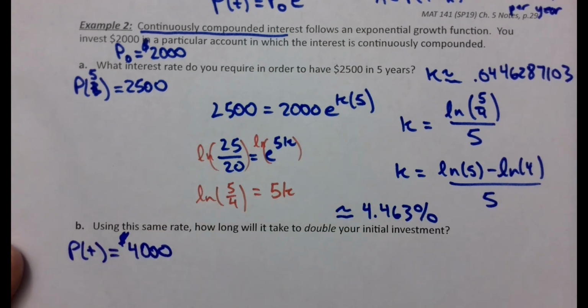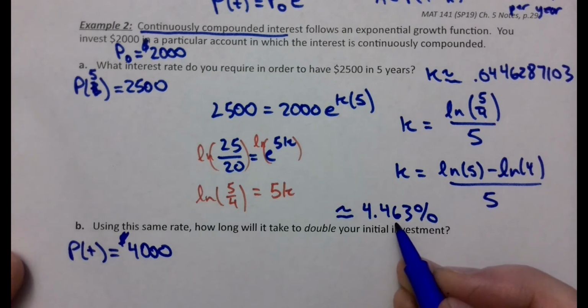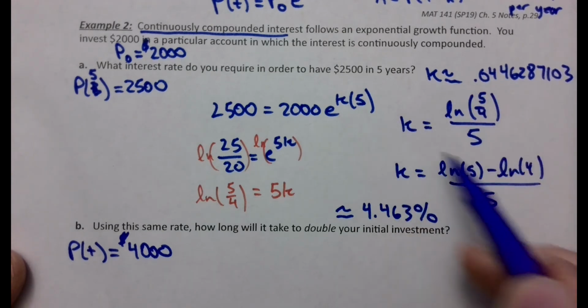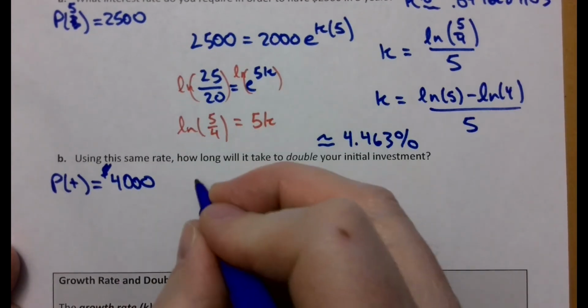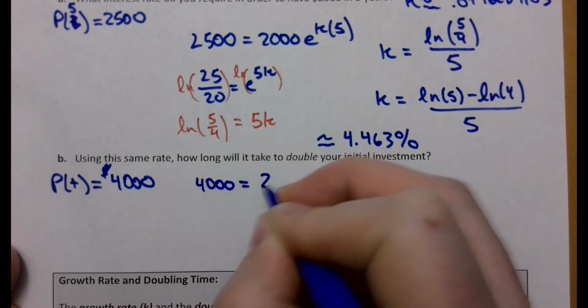That's how we would double it. And we're using this K. Now, I'm going to keep it exact, so I'm going to put this K in, use my calculator with this so I don't have any rounding, and then round at the very end. So watch this mess. I'm going to show you a trick right after this.